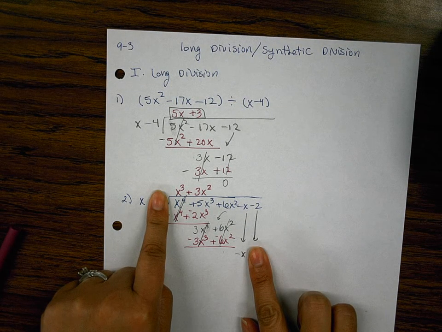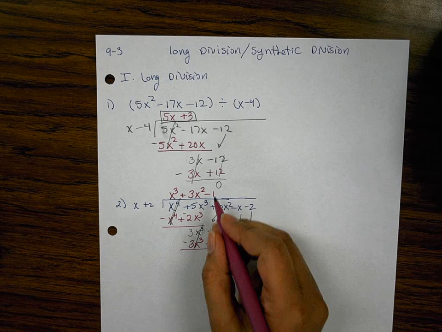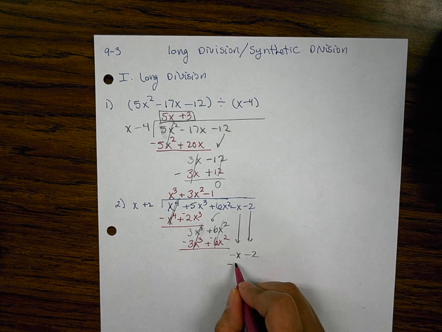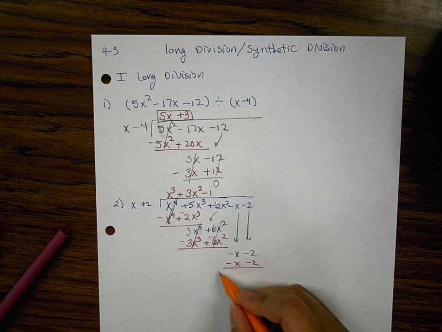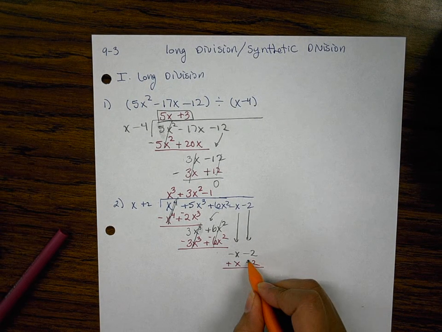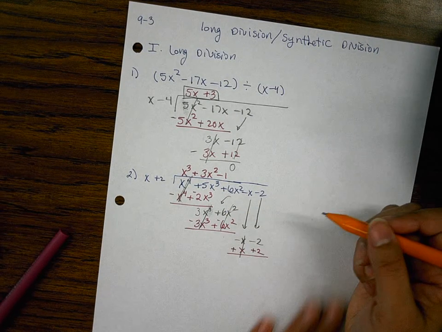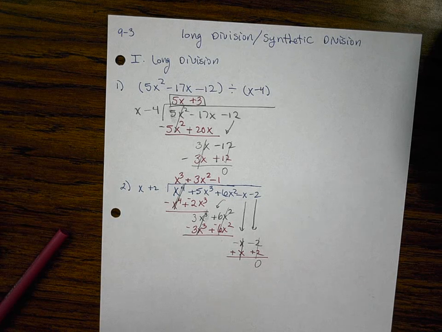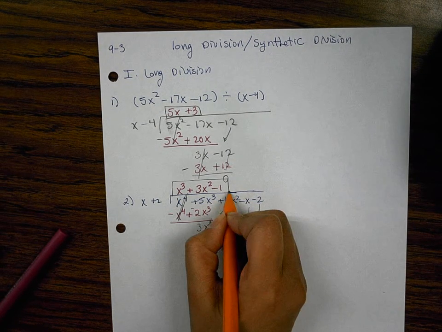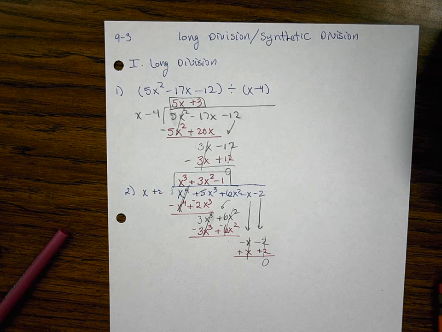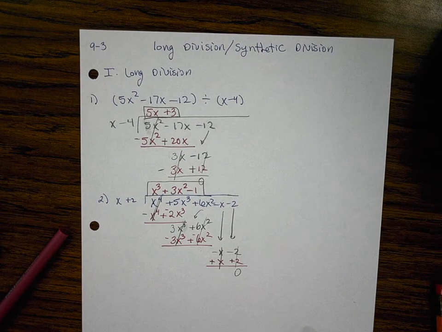Minus x minus 2. And I start all over. X times what is negative x? That's going to be negative 1. Distribute the negative 1 to that: negative x minus 2. Subtract, and when we subtract, we distribute the negative, so plus, plus. The first set should always cross out. If anything else crosses out, it's bonus, and that is another remainder of 0. X cubed plus 3x squared minus 1 is your final answer.